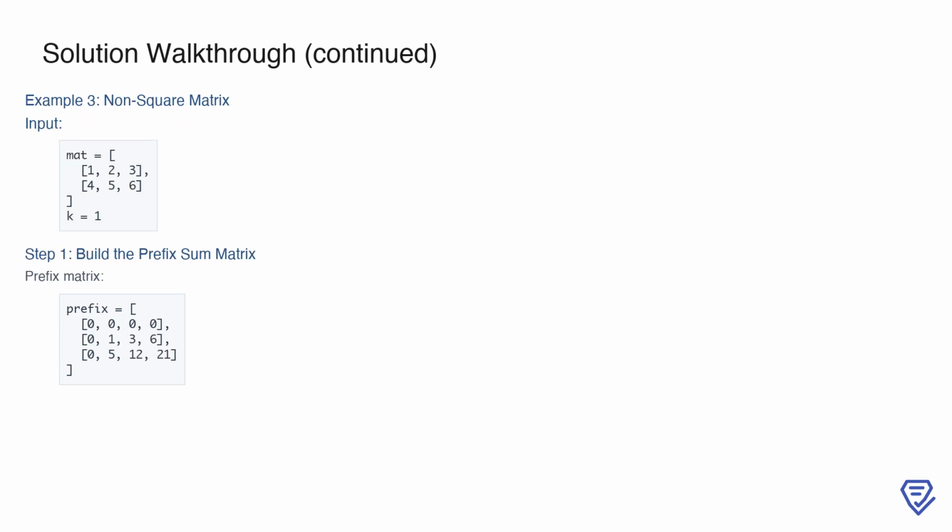Now let's consider a non-square matrix to see how the solution generalizes to different dimensions. The input matrix here has 2 rows and 3 columns, and k is equal to 1. As before, the first step is to compute the prefix sum matrix. Using the same cumulative sum formula, we calculate the prefix sums row by row. Once complete, the prefix matrix reflects the cumulative sums for this input matrix. This step prepares us to compute the block sums efficiently, regardless of the matrix's shape.